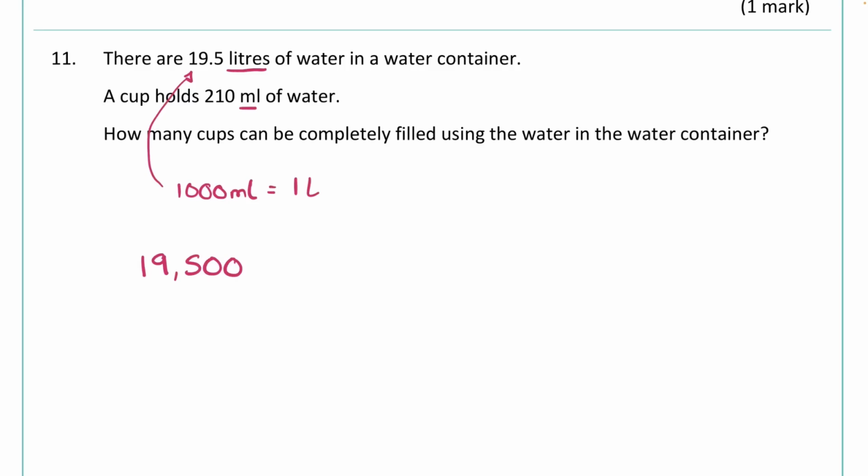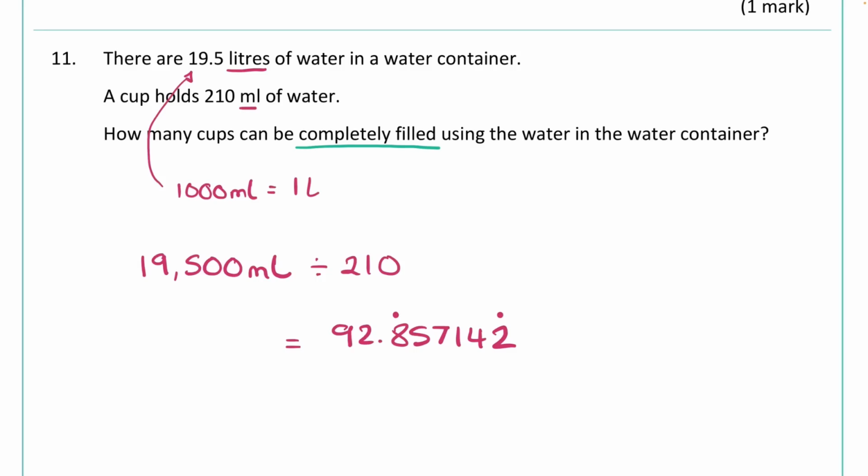It says each cup holds 210, but we want to know how many can be completely filled. So not partially filled, but completely filled. So if we divide our total by the 210 that goes into each cup, we'll get an answer. That answer comes out as 92.857142. We've got some recurring dots above the 8 and the 2 there, and now we can figure out how many can be completely filled.